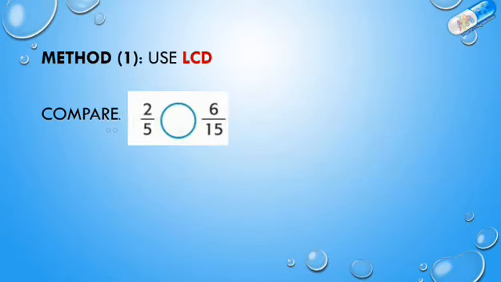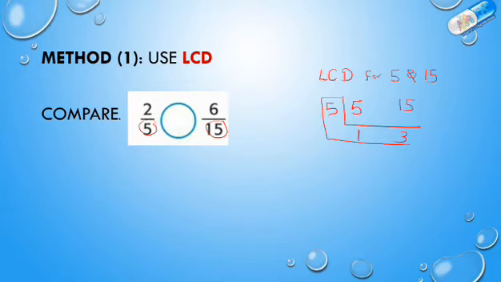Another example, compare 2 over 5 with 6 over 15. Again, we have different denominators, they are 5 and 15. So first step, I will get the LCD for 5 and 15. So I will write here 5, here 15, make an L. Of course, both of them can be divided only by 5, so this will be 1 and this will be 3, and close the L like this. So the LCD equals 5 times 1 times 3, which is 15. So again, the LCD is 15, so I will rewrite both fractions as a fraction over 15.